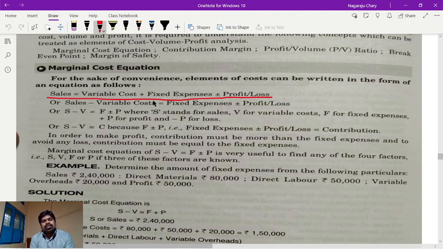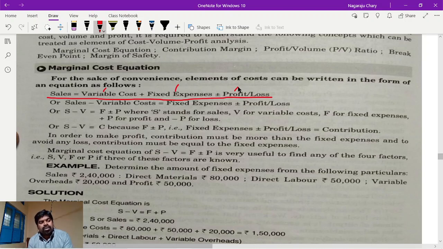In that, the cost of the product is variable cost and fixed cost. That's what we are observing here in the equation. So this is variable cost and this is fixed cost. So a management expectation: generally, management expects profit.